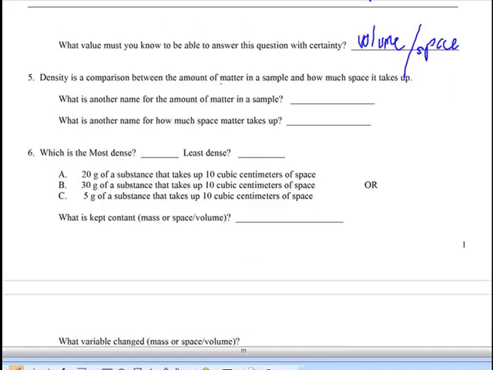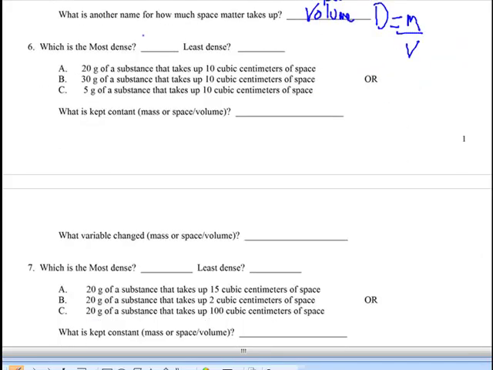Now it says density is a comparison between the amount of matter and how much space. Amount of matter is another name for mass, and the amount of space something takes up is volume. Hopefully you remember that D equals M over V. Density equals mass over volume. So now let's do some real science problems. Instead of kids in classrooms, let's talk about grams of a substance and the space that it takes up. So look at your first problem, do 6 and 7, and then take a peek at 8. Pause this and then come back when you're done.